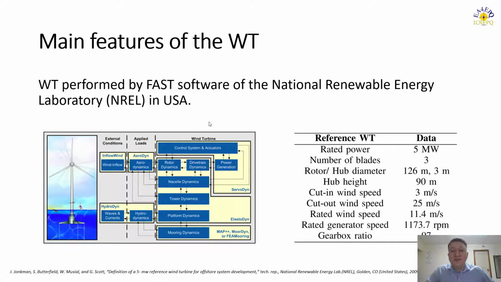These are the main features of the wind turbine simulated by FAST software, which is a product of the National Renewable Energy Laboratory located in the USA. In this table, we can see characteristics like rated power, number of blades, hub height, etc., belonging to the wind turbine.